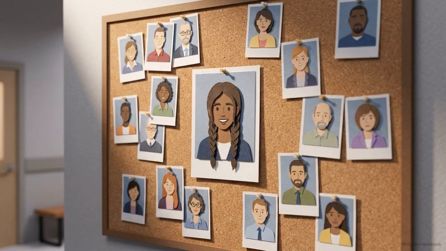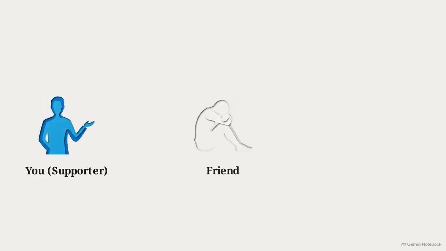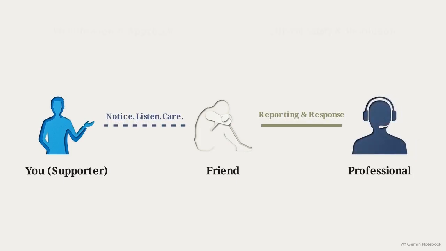This protocol relies on a crucial prerequisite. You must identify your trusted adults, such as specific teachers or counselors, long before a crisis occurs. Approaching a crisis without a plan can be overwhelming for both you and your friend. Following a structured procedure ensures they receive proper care, while you maintain your role as a supporter, not a professional.